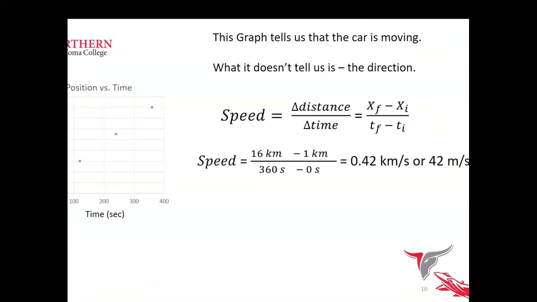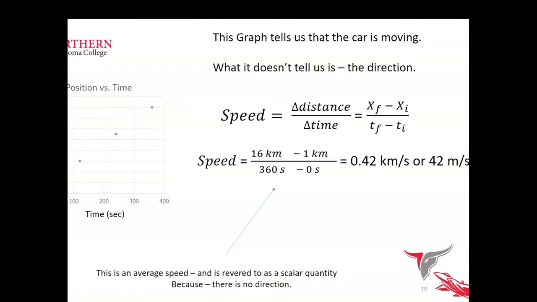Because if I look back at my number line, I have 16 kilometers minus 1 kilometer, and I did it in 360 seconds. I end up with 0.42 kilometers per second, or I end up with 42 meters per second. But I can do that with the slope of my line. Remember, the slope is rise over run. Rise in this case is my change in position. Run is my change in time. So my slope of my curve is going to give me my velocity. So I'm going to get that lovely velocity.